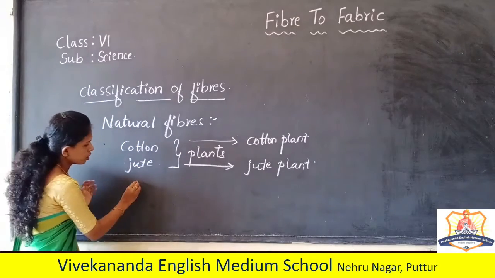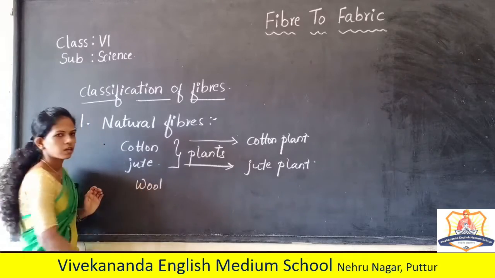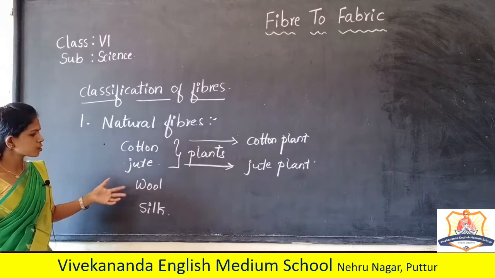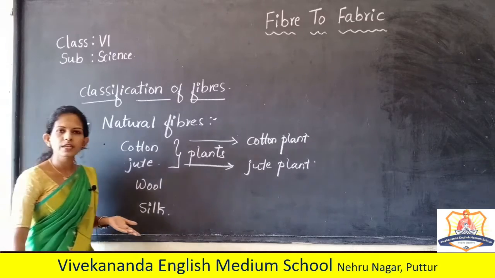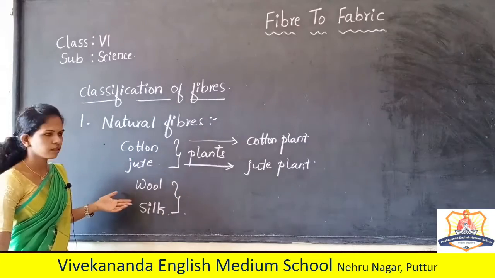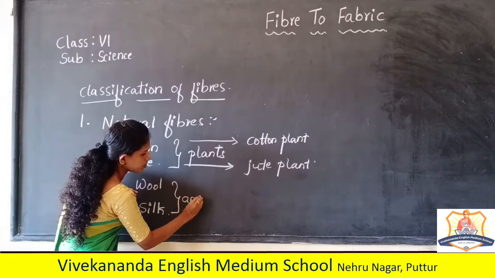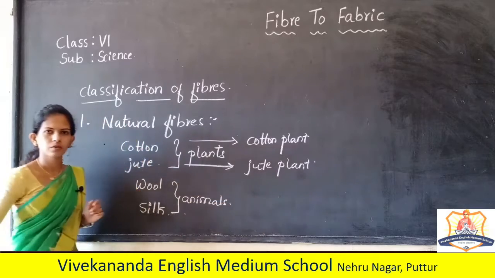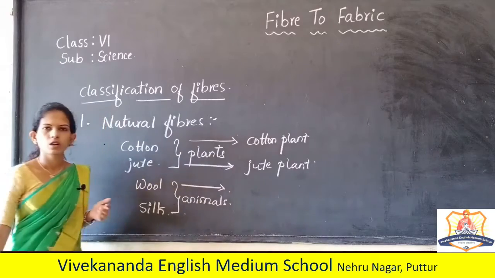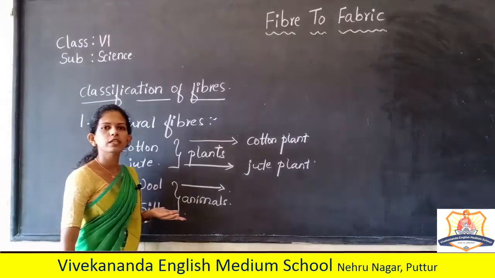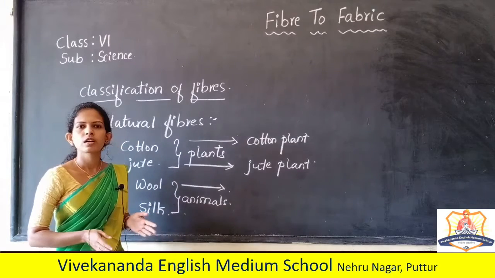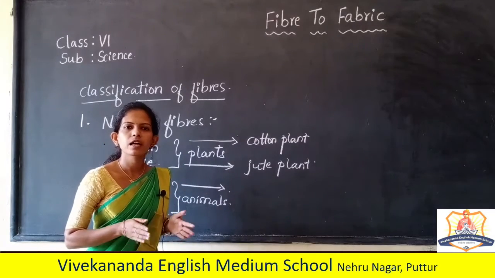Next, wool and silk. These two are the fibers obtained from animals. First we'll see wool. Wool is obtained from the fleece of sheep or goat and the hair of rabbit, camel and yak.